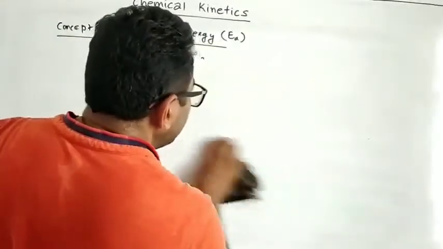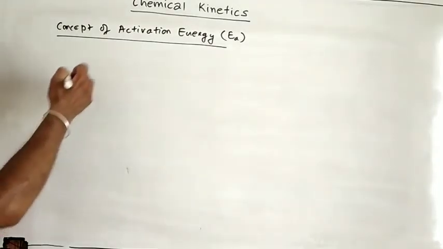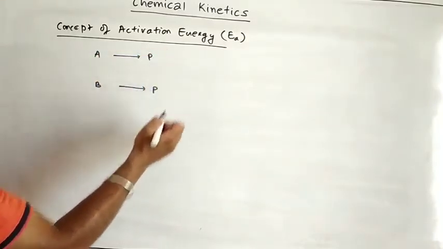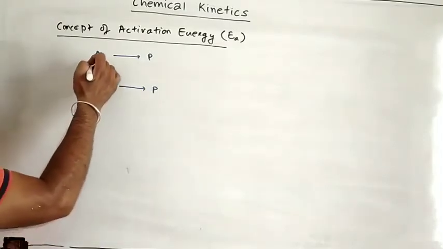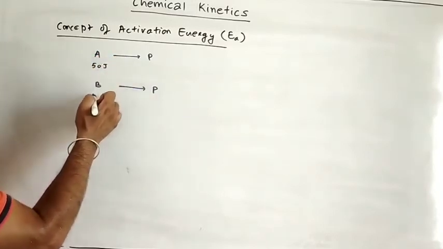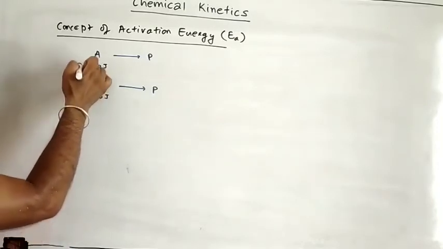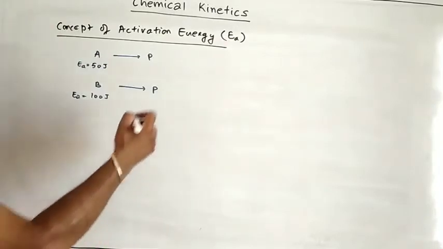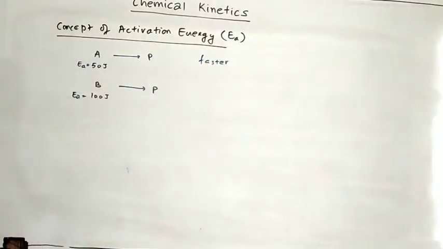Let's see. And what happened, how you can compare the rate of reaction while we know the activation energy. So suppose we have a reactant A to form product, B to form product. A and B require same amount of energy to react. इसको हमने 50 joule energy दे दी, इसको हमने 100 joule energy दे दी. This is activation energy which we supply. Which reaction will be fast? This will be faster. Why? Because lesser amount of energy is required.